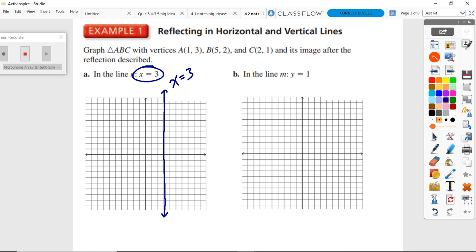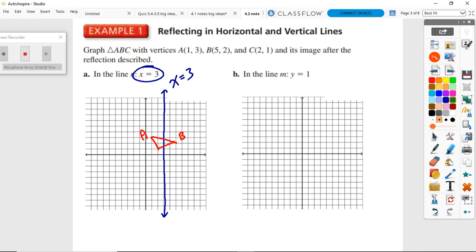Now to graph it, let's go red. So A is at 1, 3. So that's A. B is at 5, 2. 1, 2, 3, 4, 5, 1, 2. And C is at 2, 1. So there's my triangle. And as you can see by this example, sometimes the line of reflection will cut right through the image that you're dealing with. And so let's see where that takes us here.